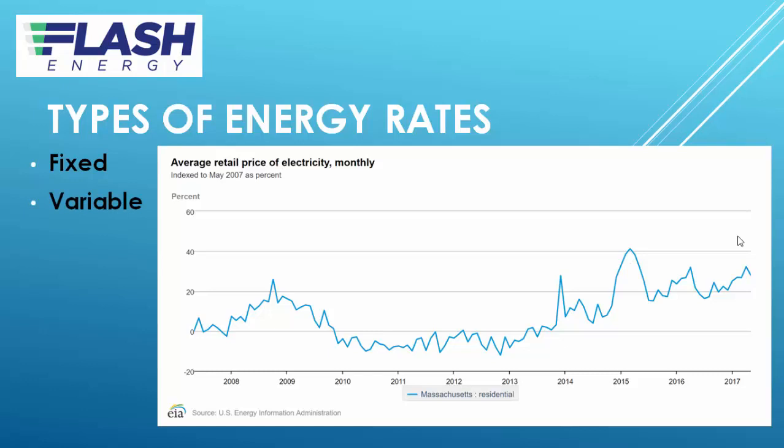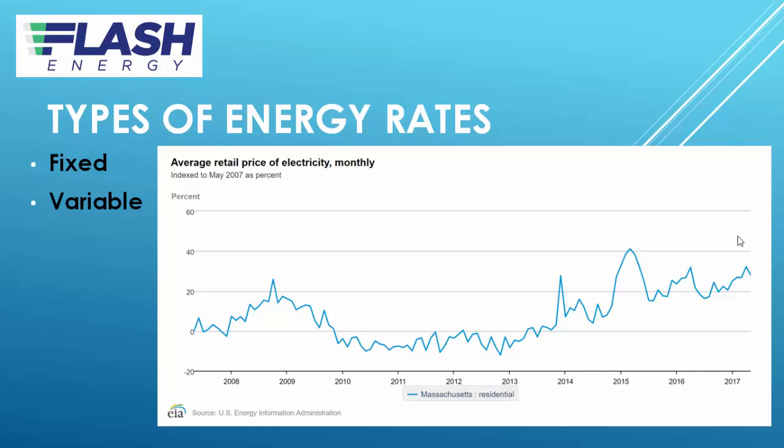Then you have variable rates. Just as the name indicates, a variable rate product is going to fluctuate based on the price of the electricity. And you can see this graph right here. This is a really good graph. Looking from about 2007 to 2017, we can see how the average price of electricity has fluctuated. The difference in these two products, aside from the nature of the pricing, is the fees and the agreement.